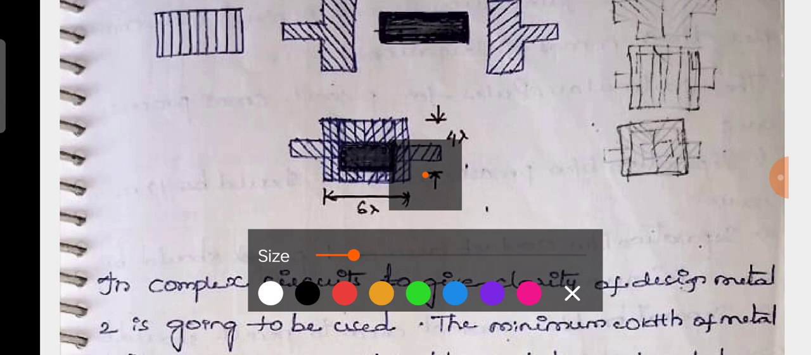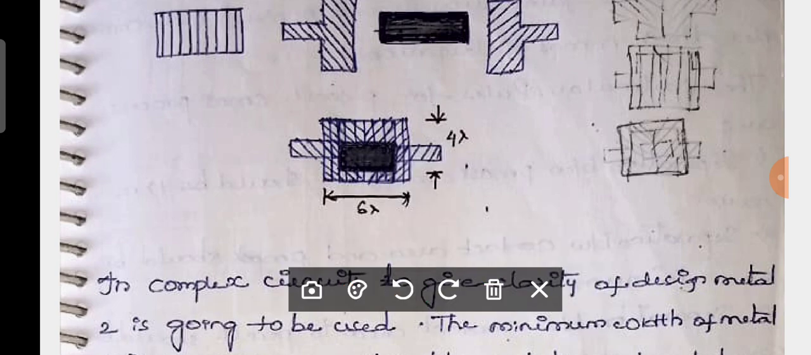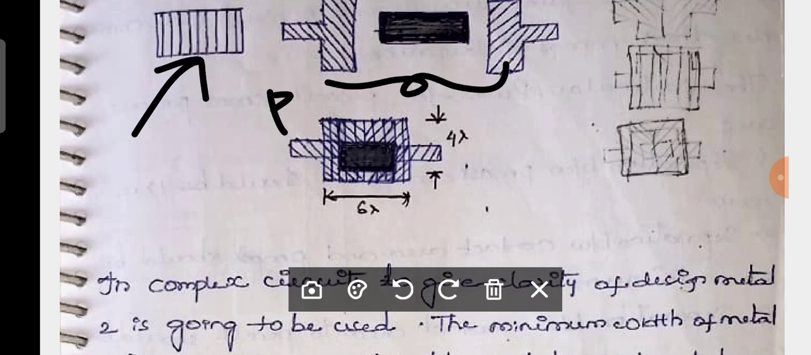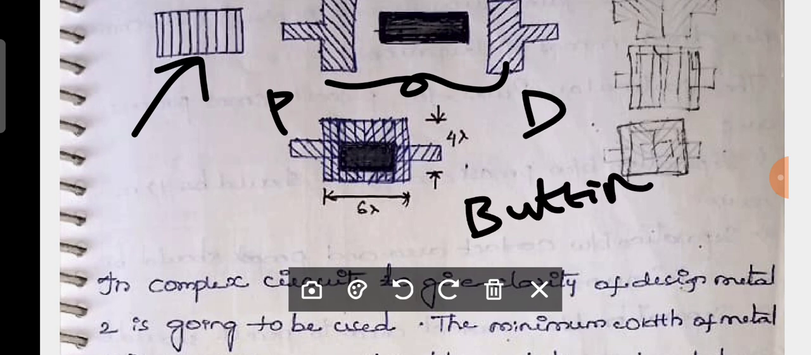6 lambda. Now you can observe very clearly from this picture, you are not removing any oxide, and also poly is not coming over diffusion. You are using an external metal for making a contact between poly and diffusion. Is it clear? This type of contact is known as what contact? Butting contact. Butting contact. Is it clear?